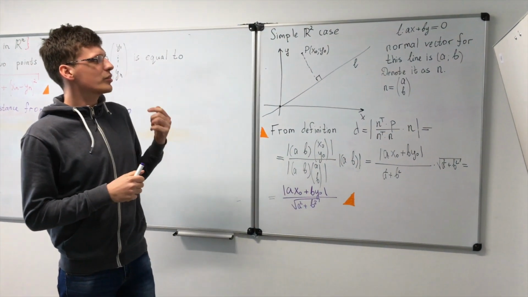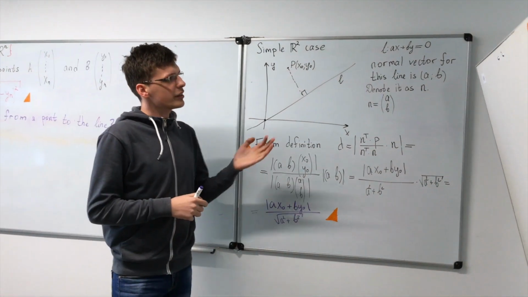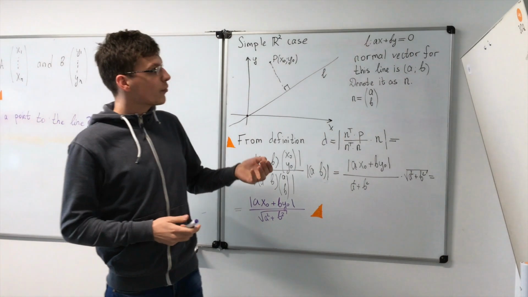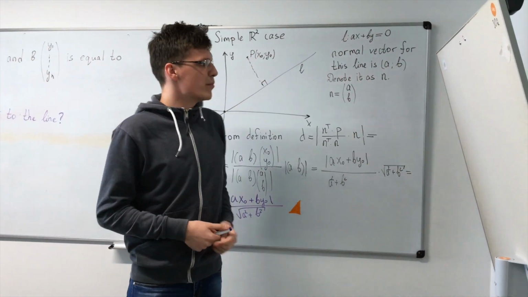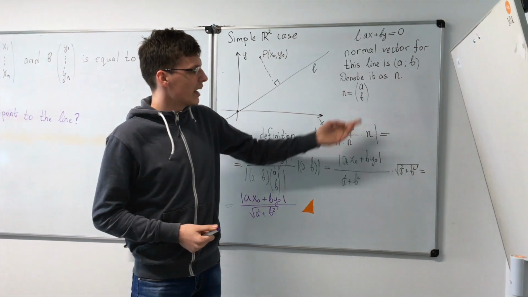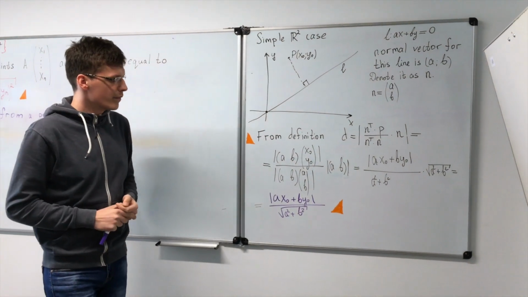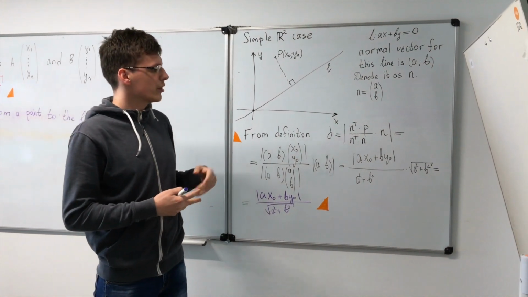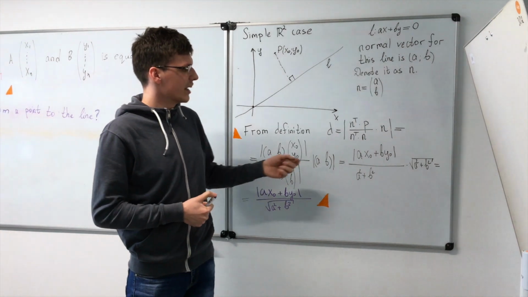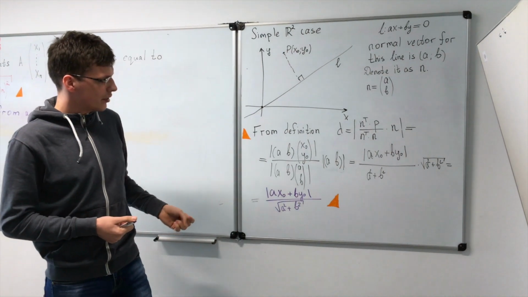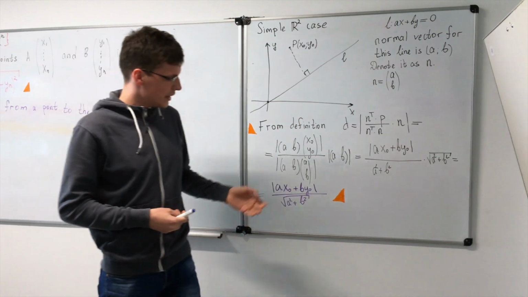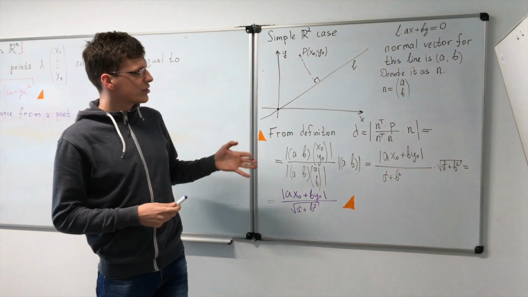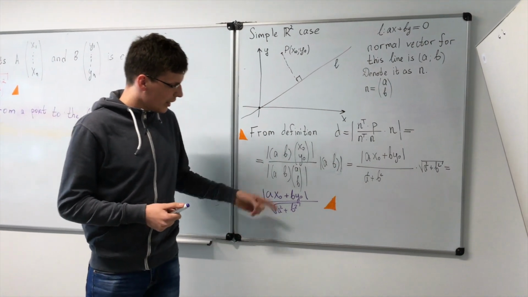Let's speak a little bit about the simple R2 case, where the line, as you can see, is going through the origin. The normal vector for this line is AB, and we can denote it as n, which is equal to vector AB. From the definition, the distance is the projection on the normal to the line in this case. So we can write down this formula. Now we multiply and get the result, which is equal to the absolute value of a x0 plus b y0, with the coordinates of point P, divided by the square root of a squared plus b squared.